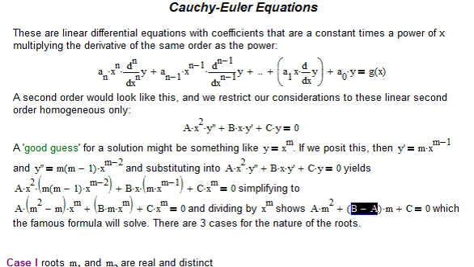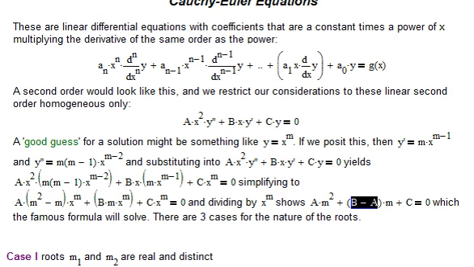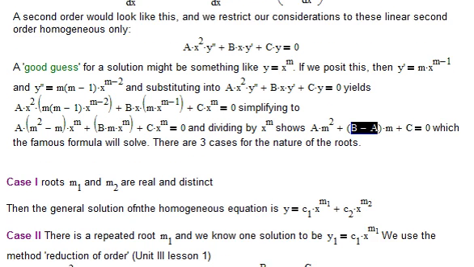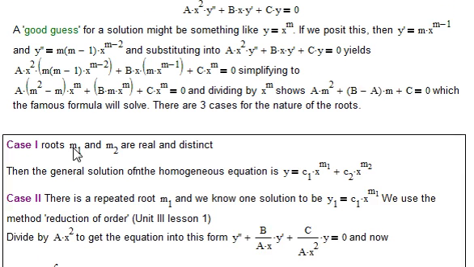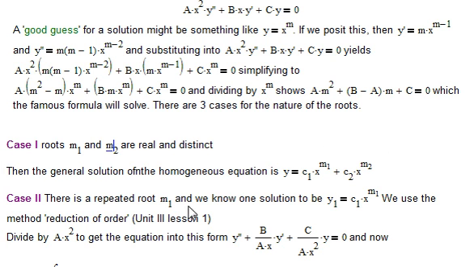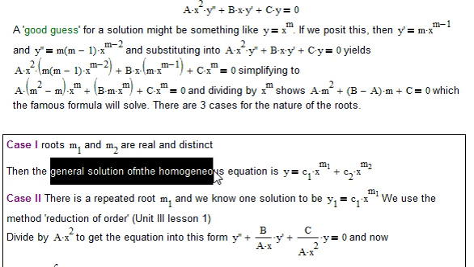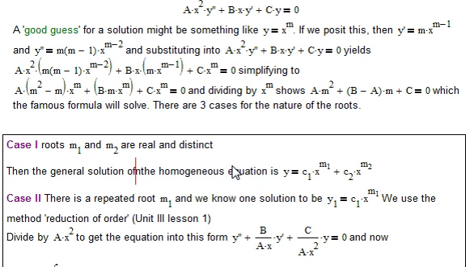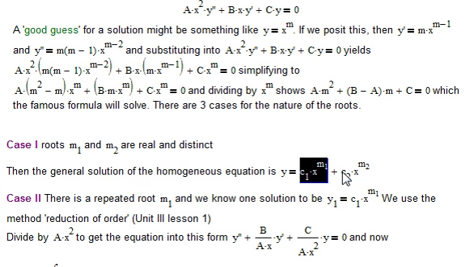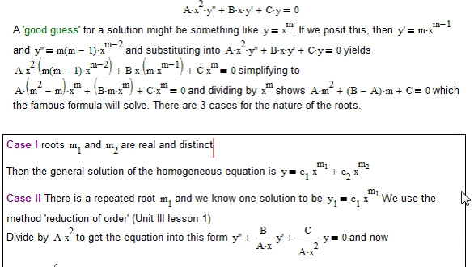So now we will get 3 cases based on the nature of the roots. So, if m1 and m2 are real and distinct, then the general solution of the homogeneous equation is just c1 x to the m1 plus c2 x to the m2, and it couldn't get easier than that.